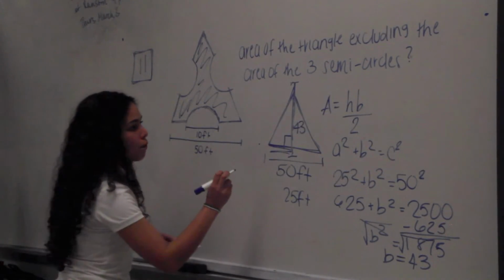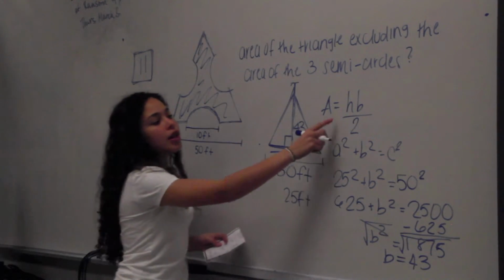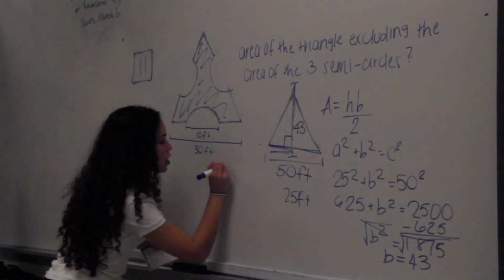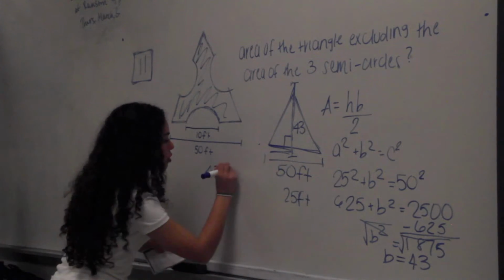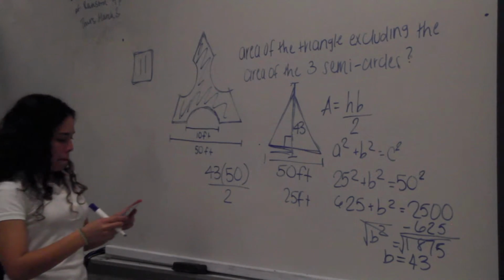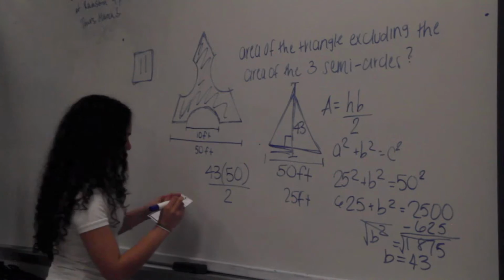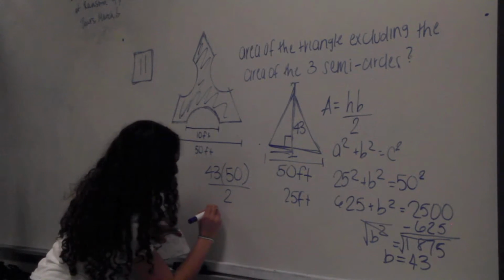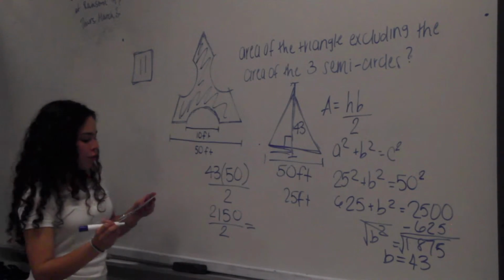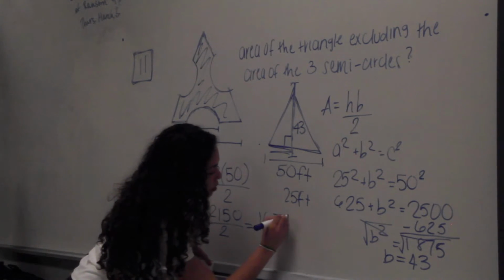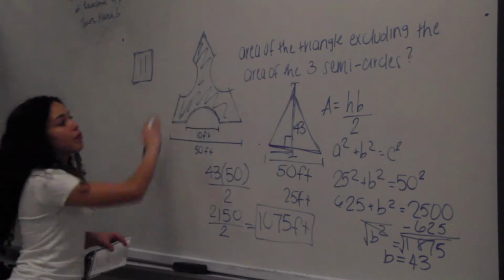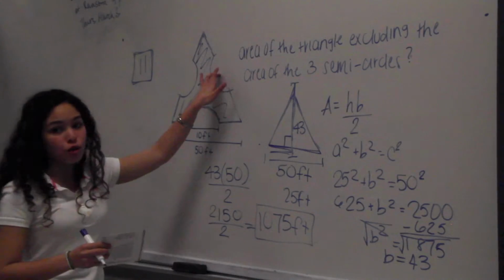And so remember that the area of a triangle is the height times the base divided by 2. Right? So we know that the height is 43. And that's going to be times the base, which is 50. And you divide that by 2. So 43 times 50 is 2,150. And when you divide that by 2, you will get 1,075. That is going to be the area of the triangle. This is not minus the semicircles. We're going to do that next.